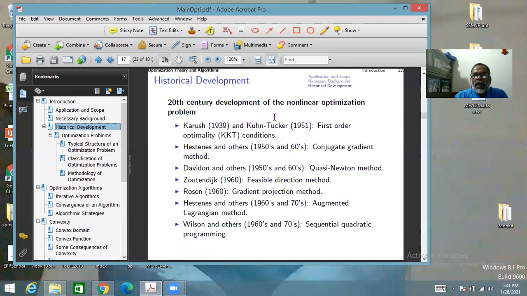The rest of the development of the nonlinear optimization problem in 20th century is what this course will be about. Karush, Kuhn and Tucker developed the first order optimality conditions for nonlinear optimization problems. Then in parallel, two groups developed two families of methods, conjugate gradient and Quasi-Newton methods. And then in 1960s and 70s, the other nonlinear optimization methods were developed by several groups, Zoutendijk, Rosen, Hestenes, Wilson, and several other contributors.